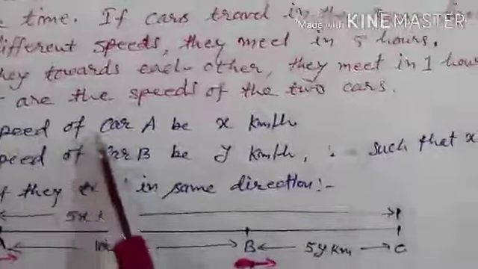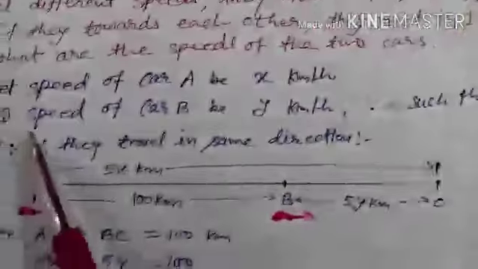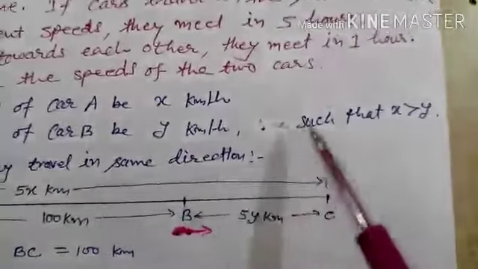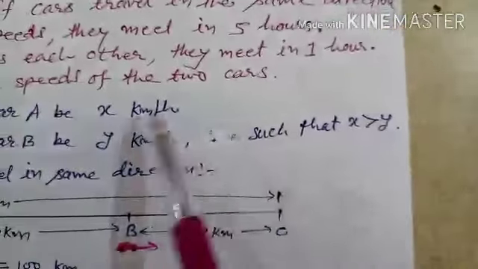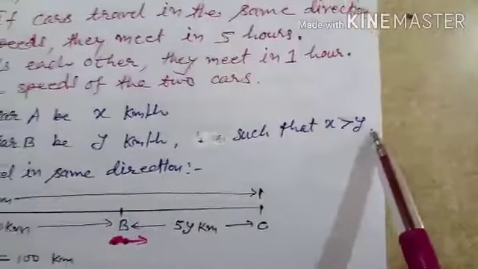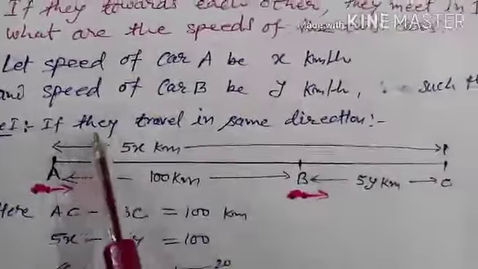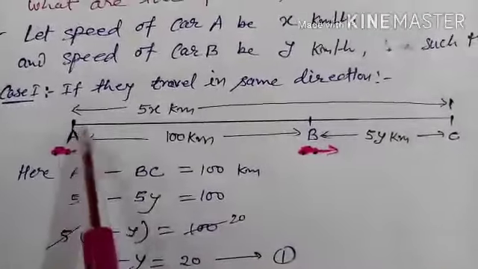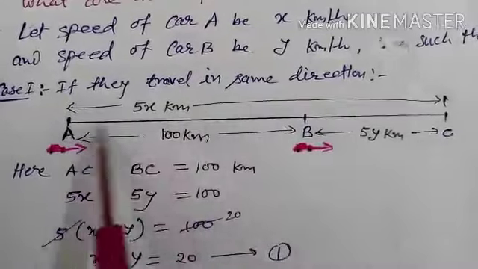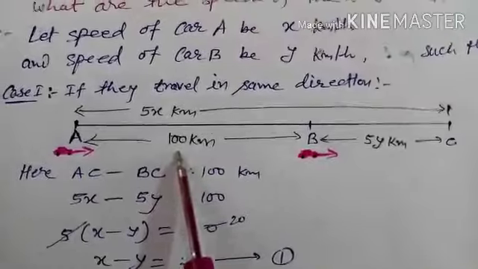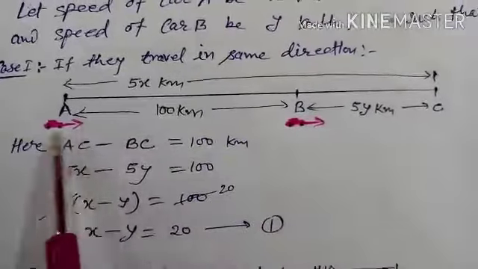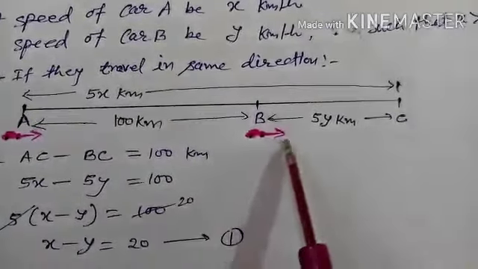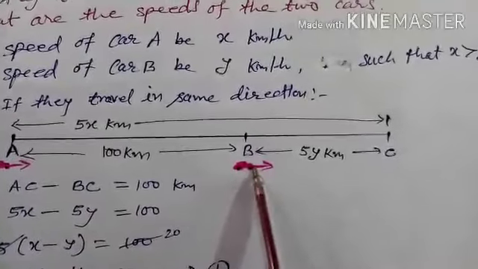Let the speed of car A be x km per hour and the speed of car B be y km per hour, such that x is greater than y, the speed of car A is greater than the speed of car B. In the first case, if they travel in the same direction, let's see in this diagram, this is point A and this is point B, and the total distance between A and B is 100 km. If both cars travel in the same direction, car A goes in this direction and car B also goes in this direction, then they will meet in 5 hours.